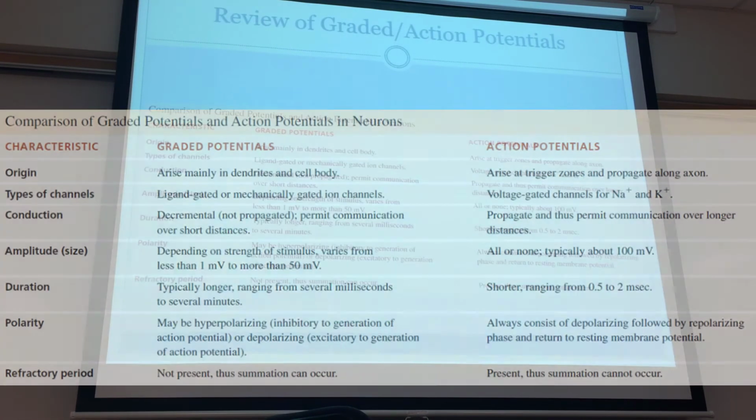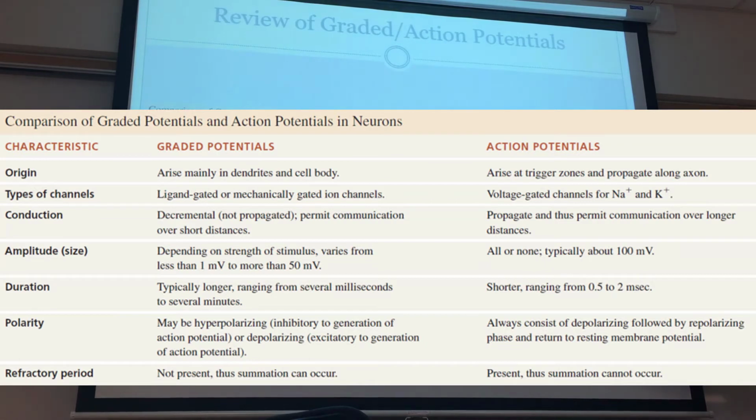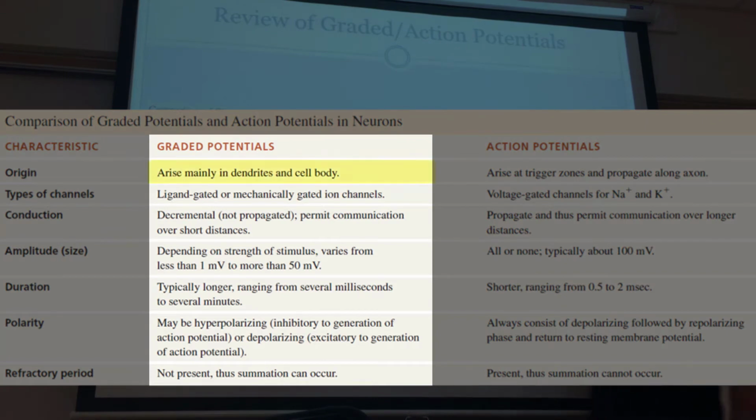All right, so I would highly suggest that while you are studying, you go through and compare your graded and action potentials to understand what's taking place. Some of the key things you're going to see here are the origins of where our graded potentials take place, mostly in the dendrites as well as the cell body. The types of channels for graded potentials are our ligand-gated, neurotransmitter-binding gated channels, as well as mechanically gated ion channels. We didn't really talk much about mechanically gated. Those are going to be our sensory neurons that we'll talk about in next week's lecture.